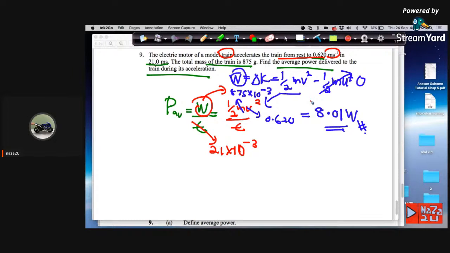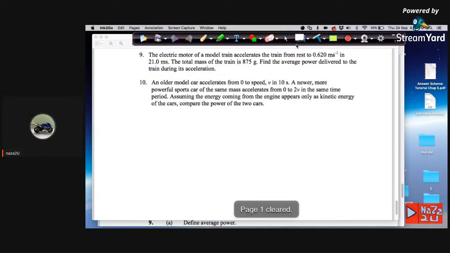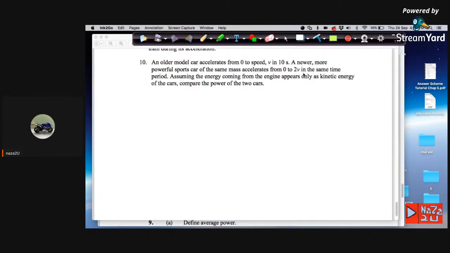Okay, class, question number 9 done. So continue to question number 10, the last question. Okay, be patient a little more, we will finish question 10. An older model car accelerates from 0 to speed v in 10 seconds. So we have one object, moving from initial u equal to 0 to speed v. The process takes 10 seconds.